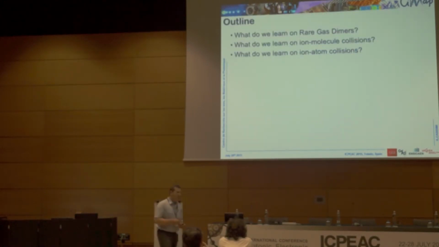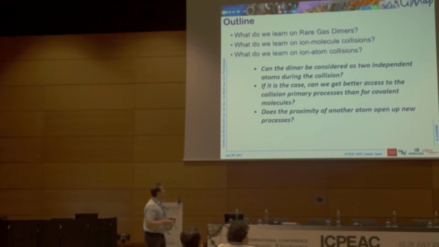So the outline of my talk is just trying to answer simple questions. What can you learn from collision experiments on rare gas dimers? These dimers are not yet molecules, but not anymore atoms, so that's an interesting situation. Then, this simulated molecule: could you learn something on ion-molecule collisions that you could not learn from a covalent molecule? And finally, since it is constituted by atoms, could you learn something on ion-atom collisions?